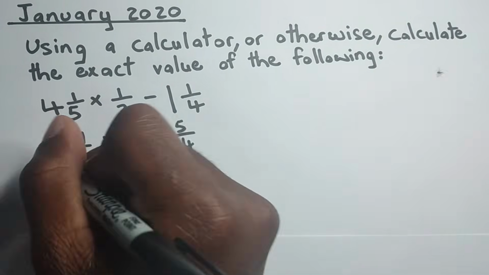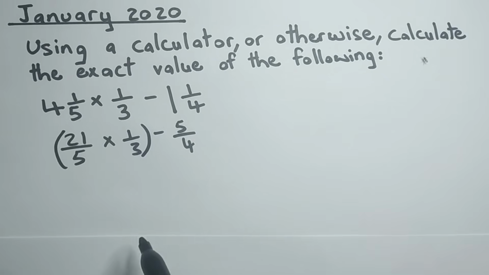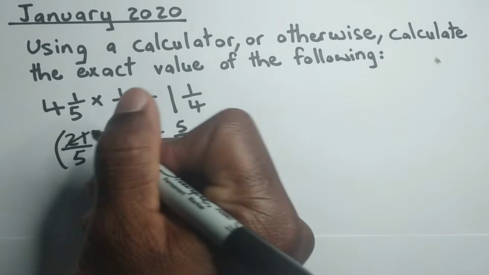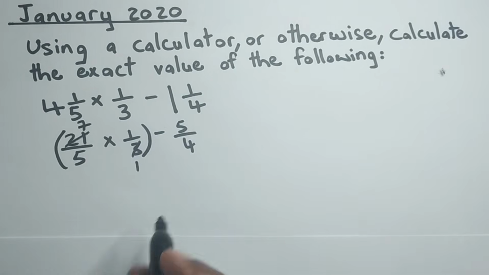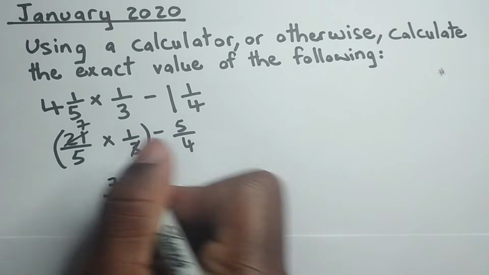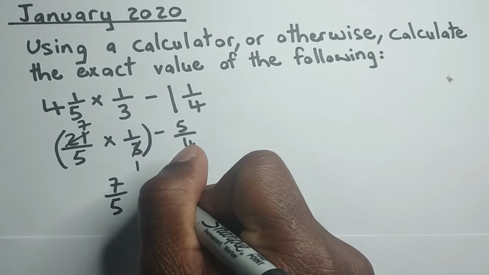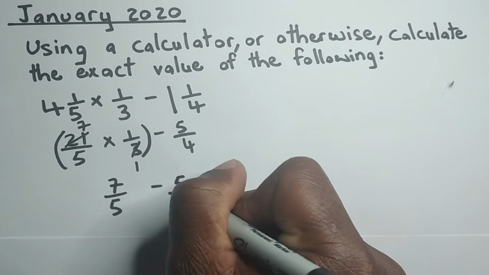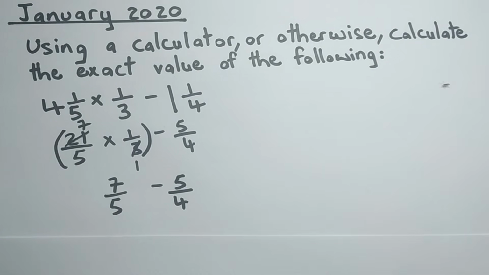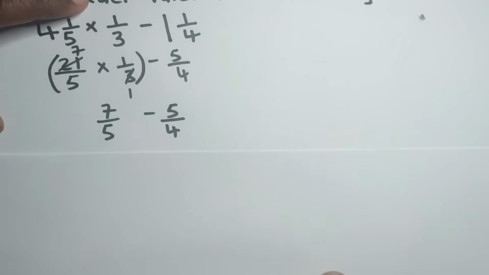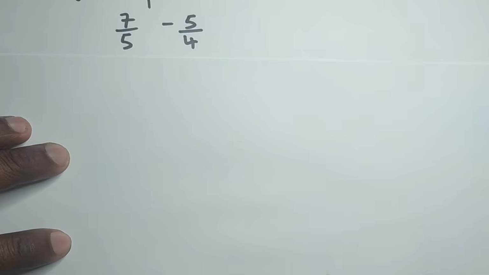So what we can do here, we can cancel. I'm going to put the multiplication section in brackets, so you can cancel this thing, because 3 can go into itself once, 3 can go into 21 7 times. So 7 times 1, that's 7, 5 times 1, that's 5, minus, now we have the 5 over 4 out here. And again, we can always use the LCM method to treat with this part of it.